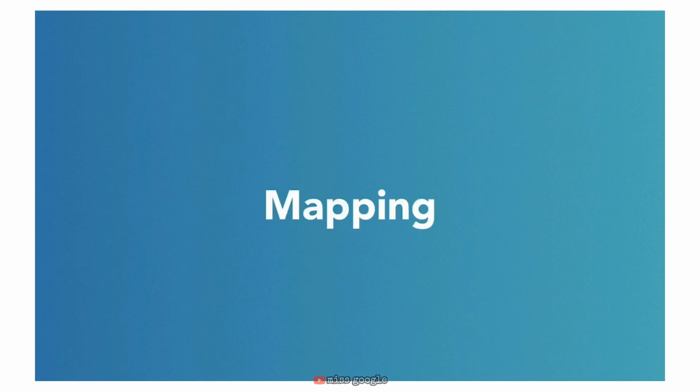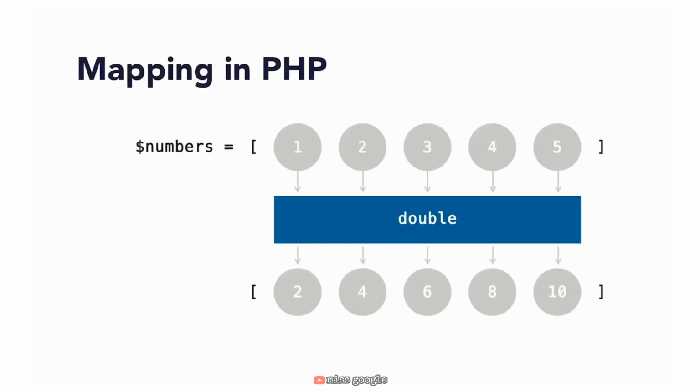The next functional operation we're going to be talking about for working with arrays is called mapping. And to do it, we'll be making use of one of PHP's built-in array functions, a function called array_map. So quite often it happens that we have an array of data and we want to convert each of the individual elements in the array to some other form. For example, we might have an array of numbers and we want to double all the numbers in the array.